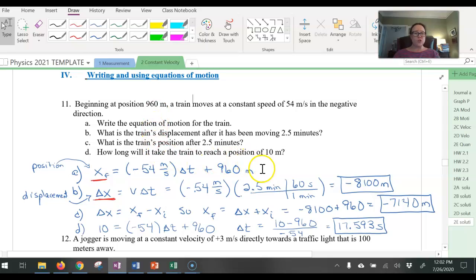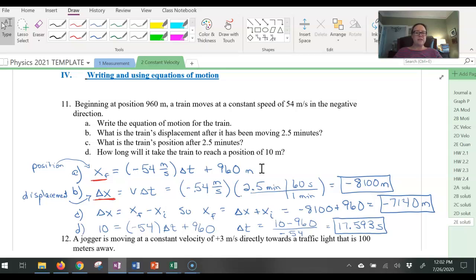So an equation of motion is like a physics equation, right? I leave my two variables, which are position and elapsed time, and I fill in the velocity and the initial position. In this case, the velocity has to be negative because the sign of the velocity has to match the direction of motion. And they're telling me this train is moving in the negative direction. Okay, so I take its speed and I put a negative sign on it. Its velocity is negative 54 meters per second, and its initial position was 960 meters.